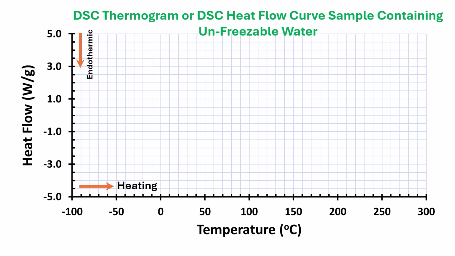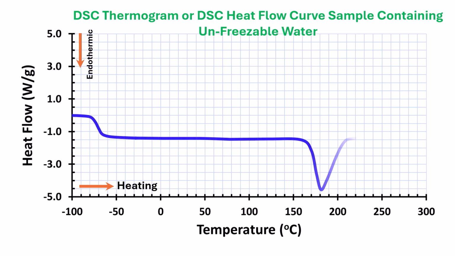Any shift in the heat flow curve indicates glass transition. Any endothermic peak below 0°C indicates ice melting, that is a reversible process as freezing, and an endothermic peak at higher temperature indicates solids melting.